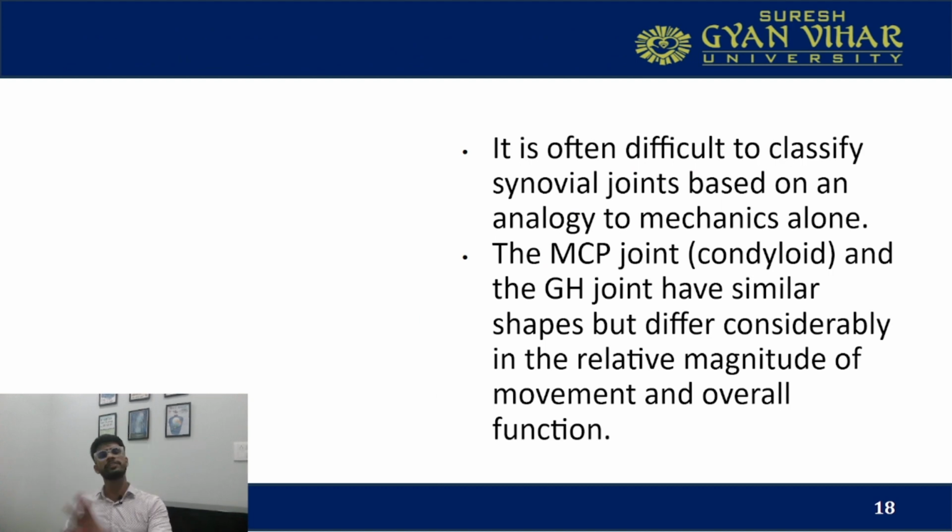So some believe that it is very difficult to classify the synovial joint based on the analogy of mechanics alone. Like the MCP joint and the GH joint have similar shape, but differ considerably in the relative magnitude of movement and overall function. I explained how they differ in the magnitude of the movement. A ball and socket joint pursues more movement and overall mobility is present, but at the condyloid joint the movement is restricted compared to the ball and socket joint.